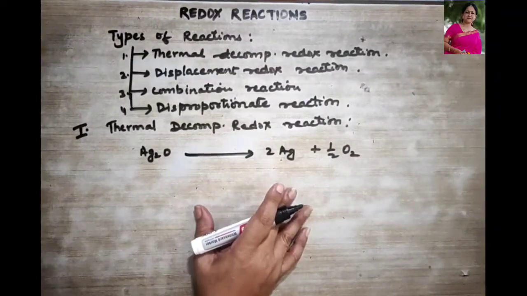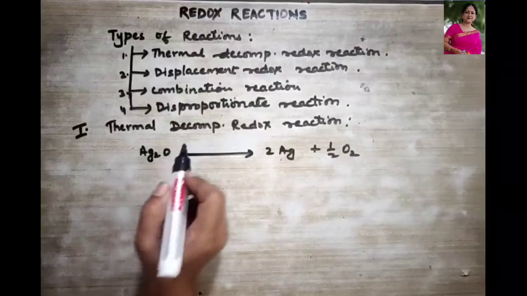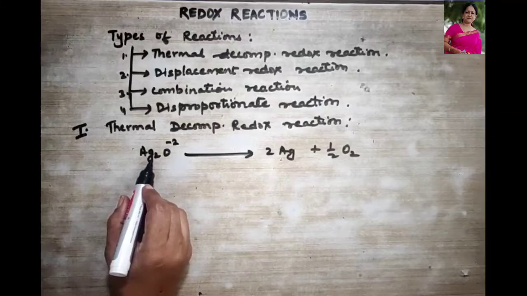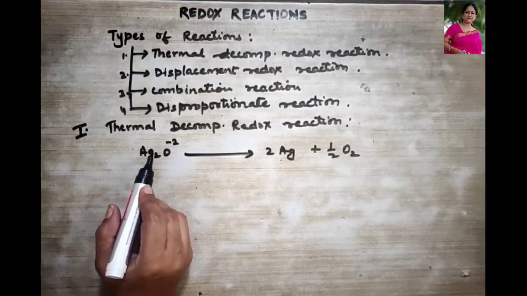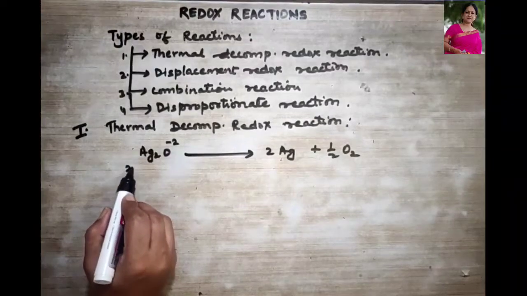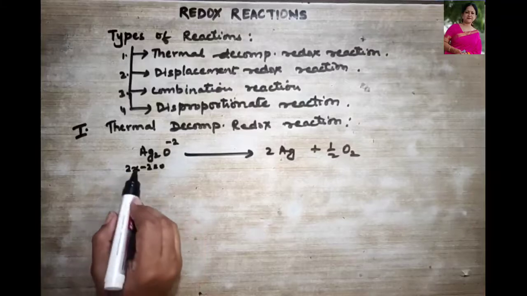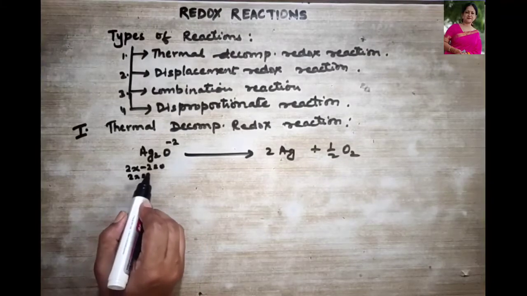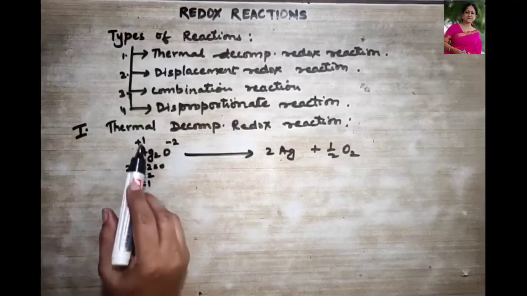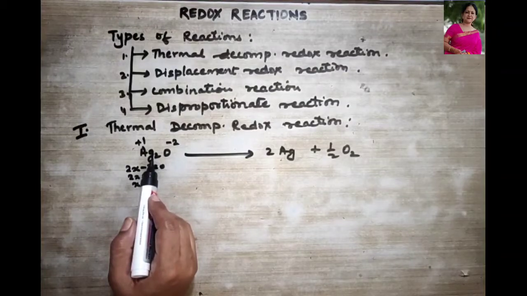Now what is our first work? To find out the oxidation numbers. So over here we know that oxygen is -2. So what is the oxidation number of silver? We can write 2 atoms of silver are there, 2x minus 2 is equal to 0. So 2x is equal to 2, so x is equal to 1. So plus 1 is the oxidation number of silver over here.